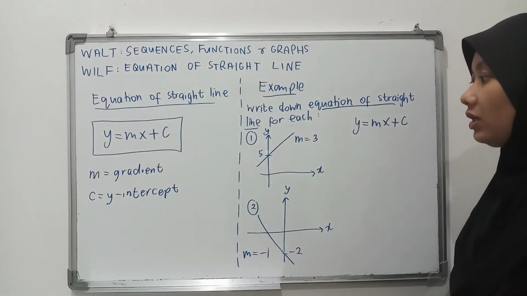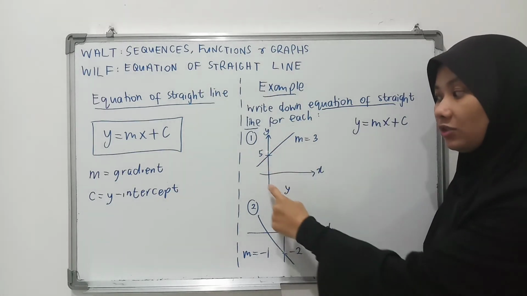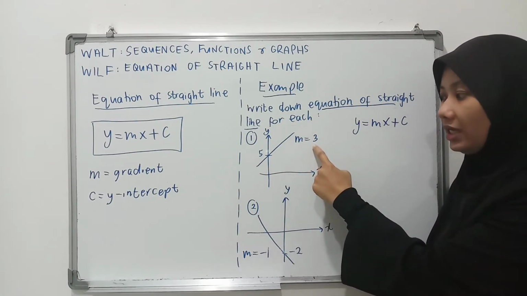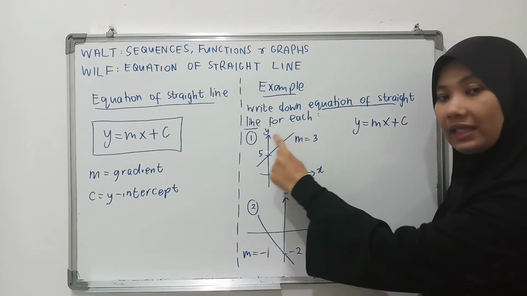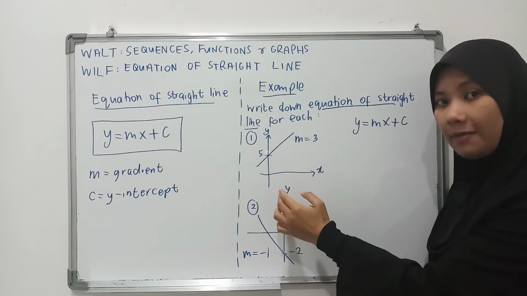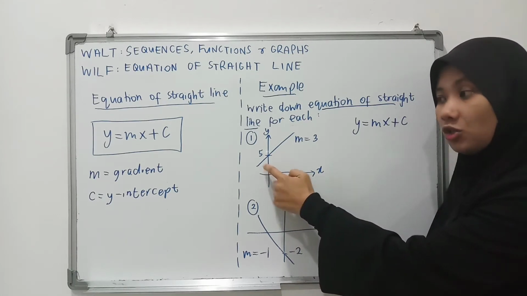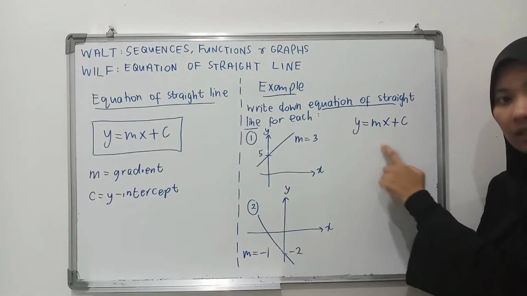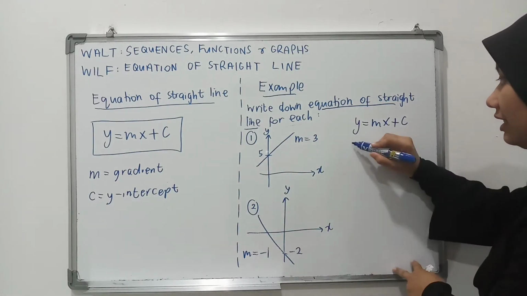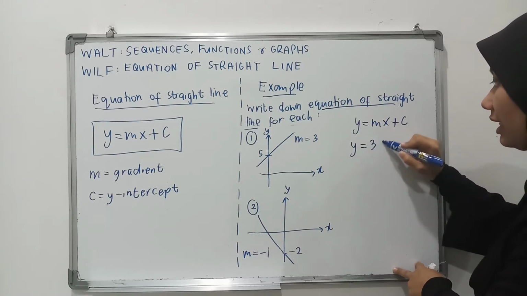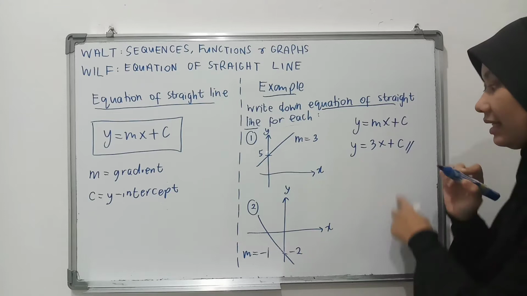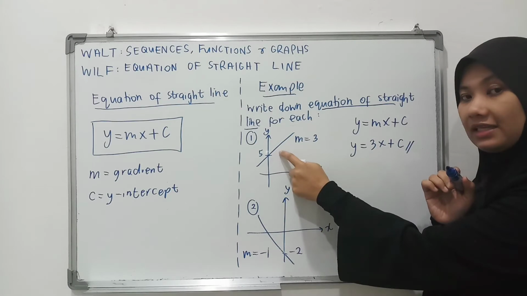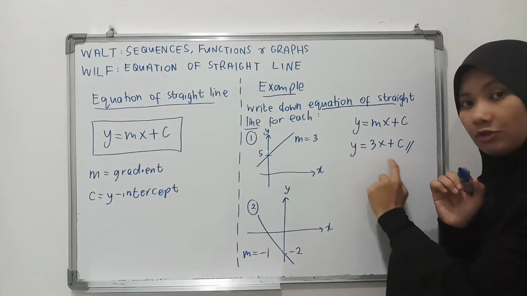Okay, so now this is the first question. This is the graph for the first question. Given that this is given to you, your m, which is your gradient, is equal to 3. And can you please tell me what is the y-intercept for that graph? What is the y-intercept? So obviously that is just 5. So key in the value of m and the value of c into that equation. Very easy. So just key in. That is just y equals 3x plus 5. That's it. That is the equation of that line. That is the equation that describes that line.